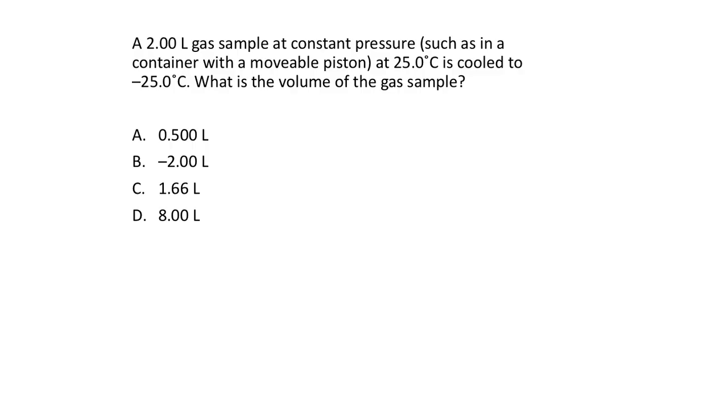2 liters of gas at constant pressure. We have a movable piston that's going to, if the pressure changes, maybe keep a constant pressure. It's going to expand against the atmosphere. So we're at 25 degrees C, then we cool the gas. So maybe the thought is I have some sort of a container that just has a movable lid of some sort that's just pressurizing against the atmosphere. So the pressure inside here is just atmospheric pressure.